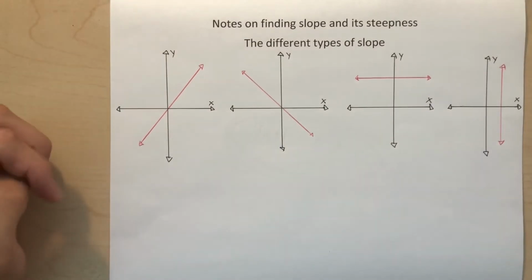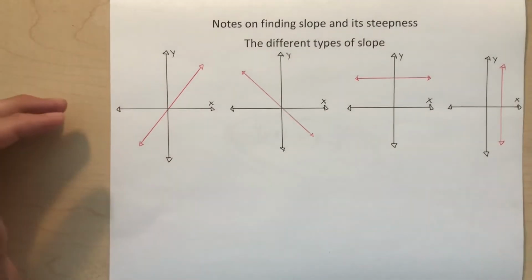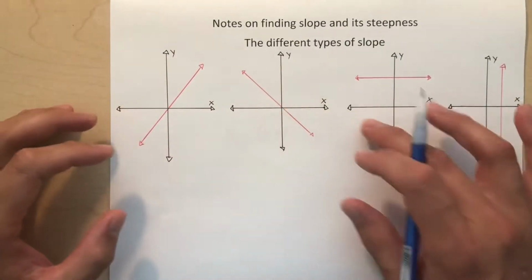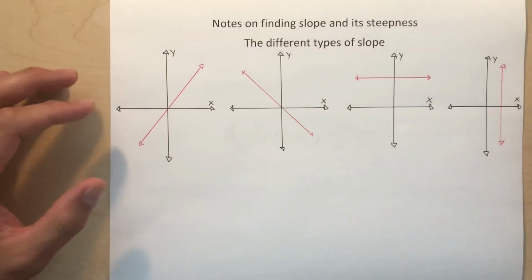Hello students, welcome to notes on the different types of slope. There are 4 different types of slope. Let's go ahead and talk about that for a second.